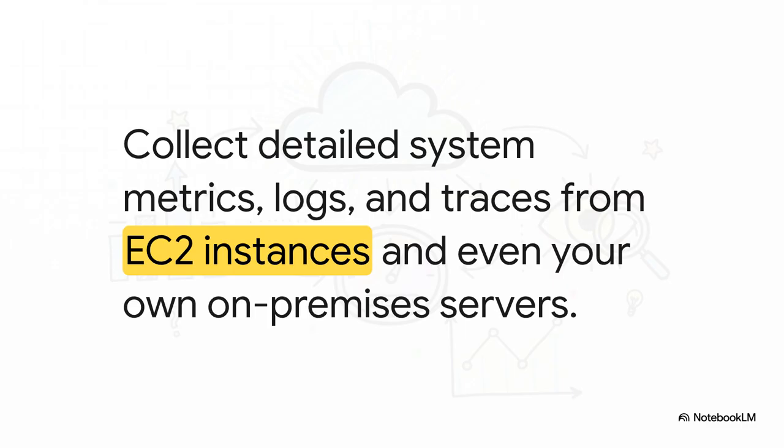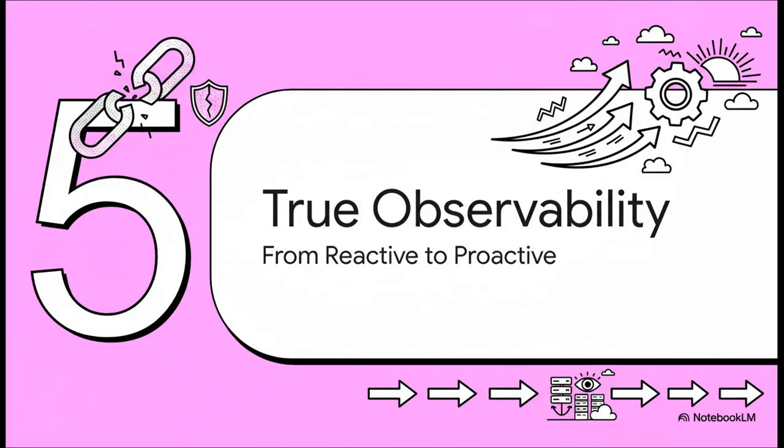And here's the kicker. This isn't just for native AWS services. By installing a simple little program called the CloudWatch agent, you can collect the exact same rich metrics and logs from your EC2 instances and even from servers running in your own on-prem data center. This means you can create one single pane of glass, one dashboard for your entire hybrid cloud setup. Pretty neat, right?